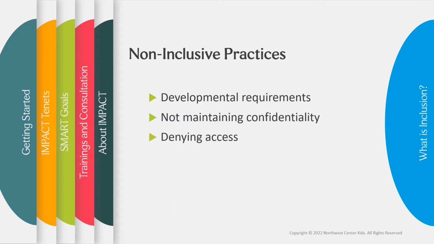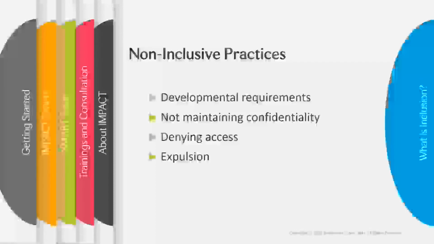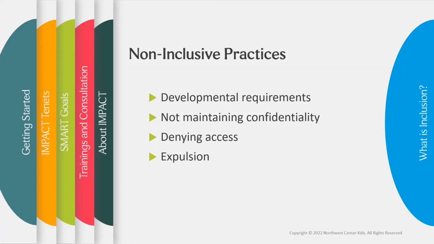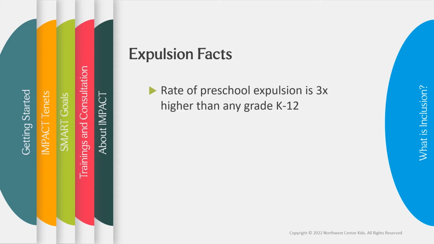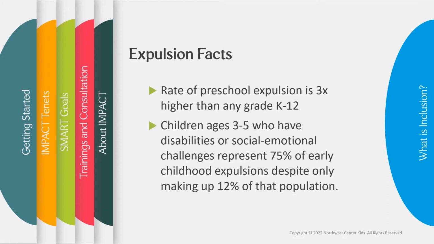Sometimes non-inclusive practices are obvious, like when enrollment requests are denied because a child has a particular diagnosis. Sometimes children are expelled because of their unique needs. They're asked to leave, or families are told they have to find alternate care. Did you know that preschoolers are 3 times more likely to be expelled than students in grades K through 12? Or that preschoolers with disabilities or social emotional challenges make up 3/4 of expulsions, even though they're only 12% of the student population? And sometimes expulsion is subtle.